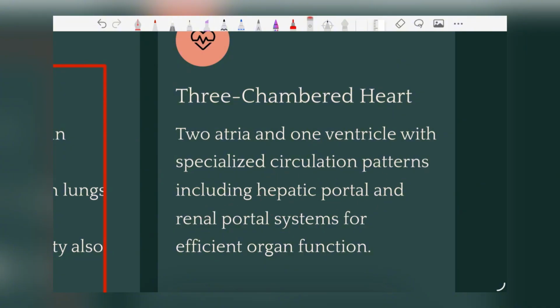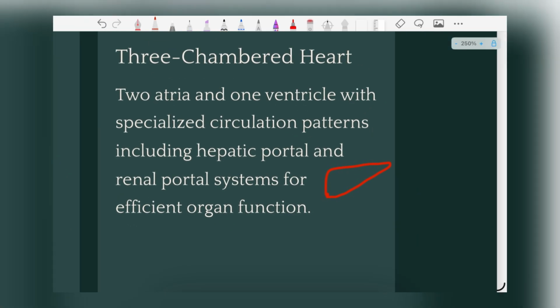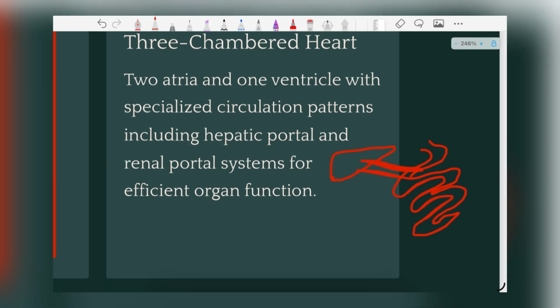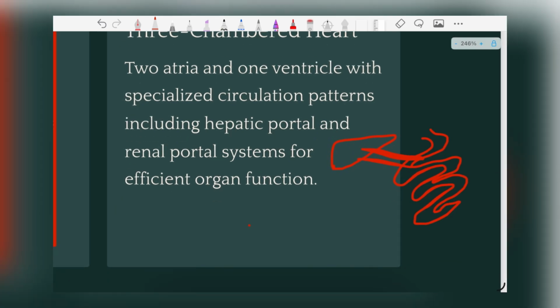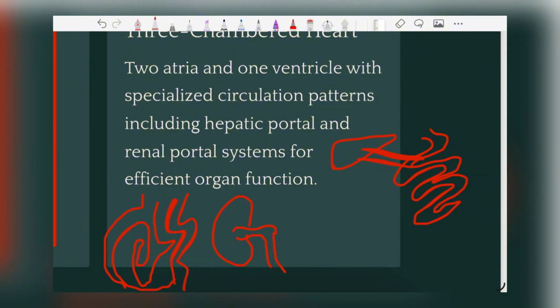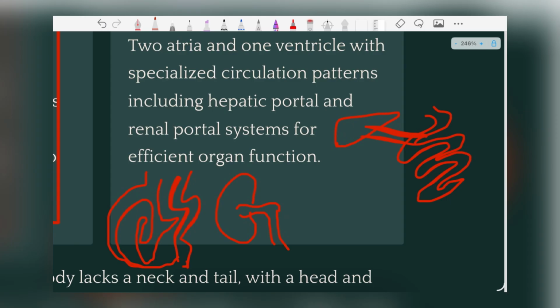In the hepatic portal system, the liver and the intestine have a portal system, and in the renal portal system, the kidney and the intestine have the portal system.